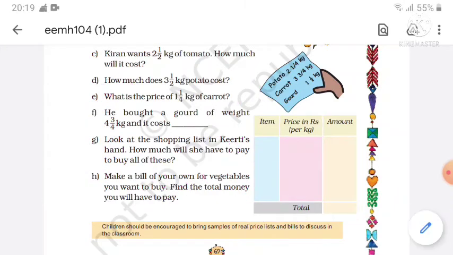Okay. Next is, look at the shopping list in Kriti's hand. How much will she have to pay to buy all of these?